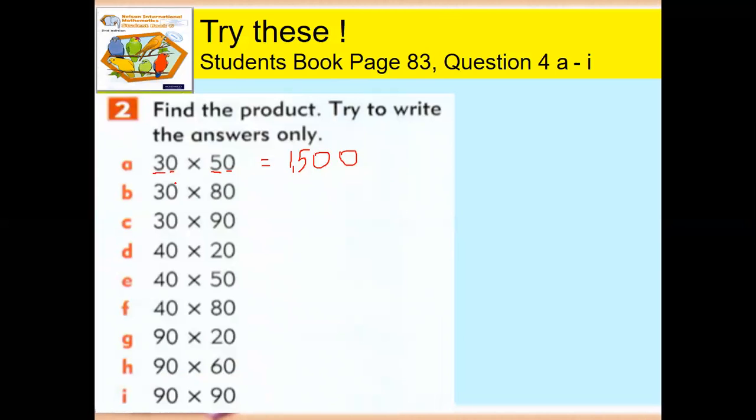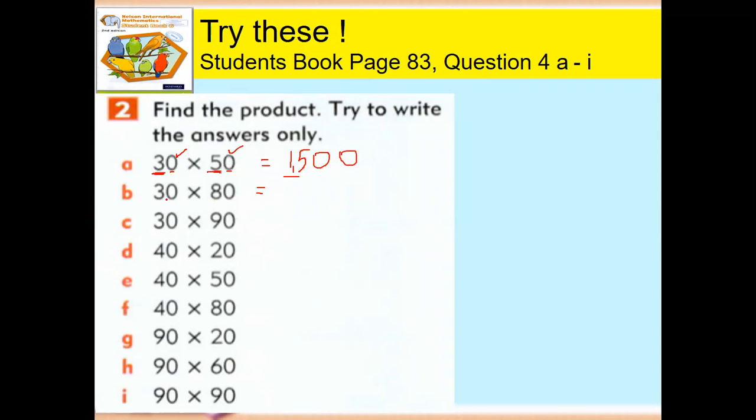Now, we have a question here. Find the product and try to write the answers only. You can do it mentally, okay? And the most important thing here is you should master your times table, multiplication times table. So we have here an example, 30 times 50. The answer is 1,500. How was that? Because we multiply first 3 times 5. What is 3 times 5? Yes, it's 15. And we have two zeros. Then that will be 1,500. I'm going to do letter B and the rest you're going to do by yourself.